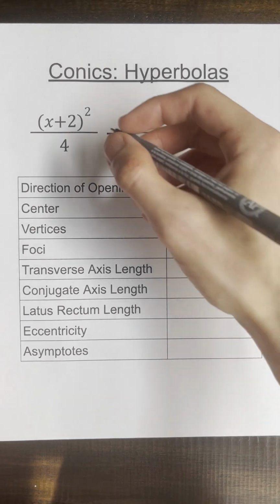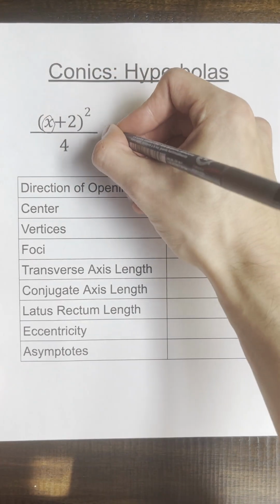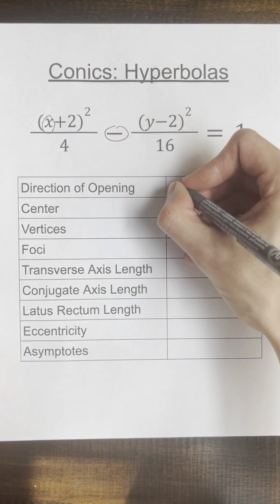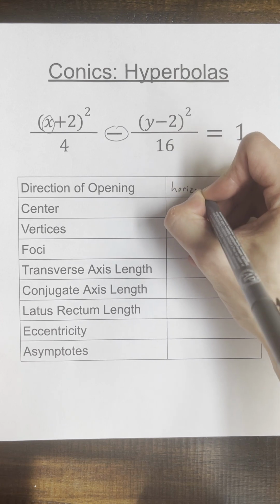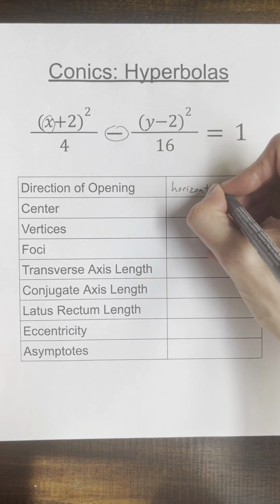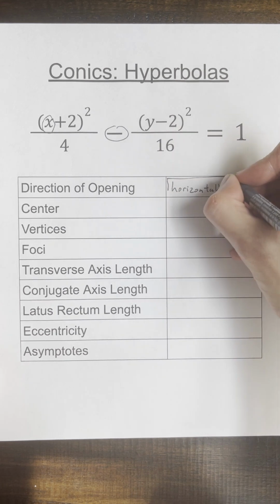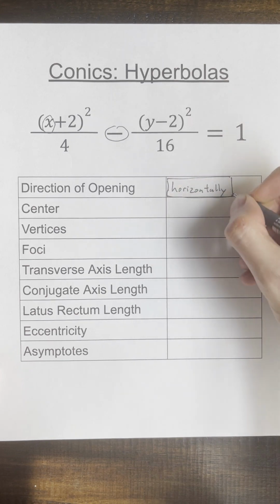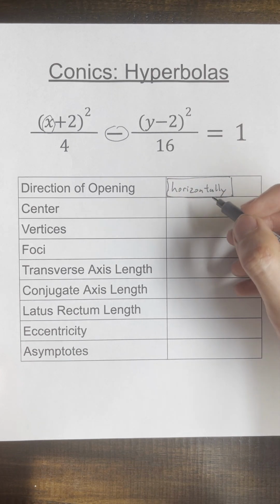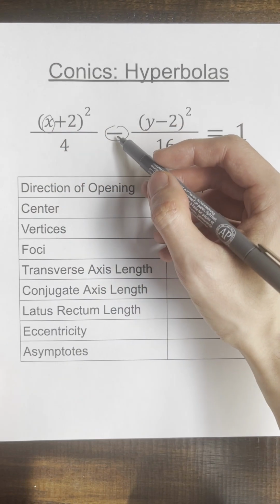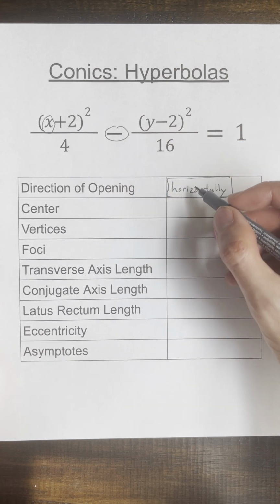If you see an X in front of the minus sign, then it's going to open horizontally. Horizontally. This is your answer. And if there was a Y in front of the minus sign, it would open vertically.